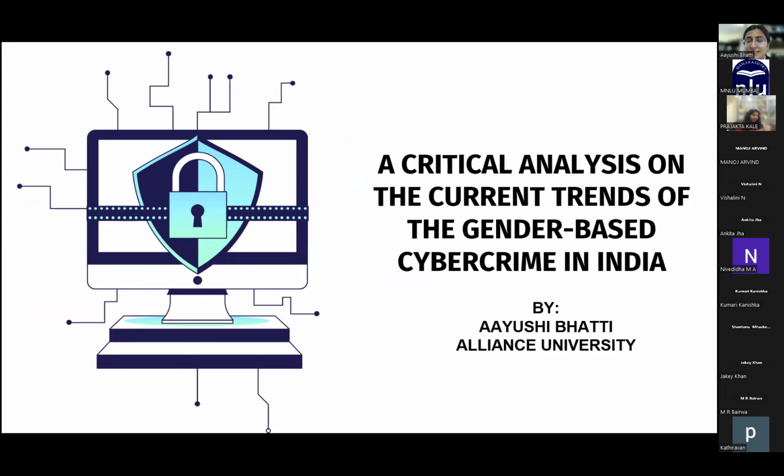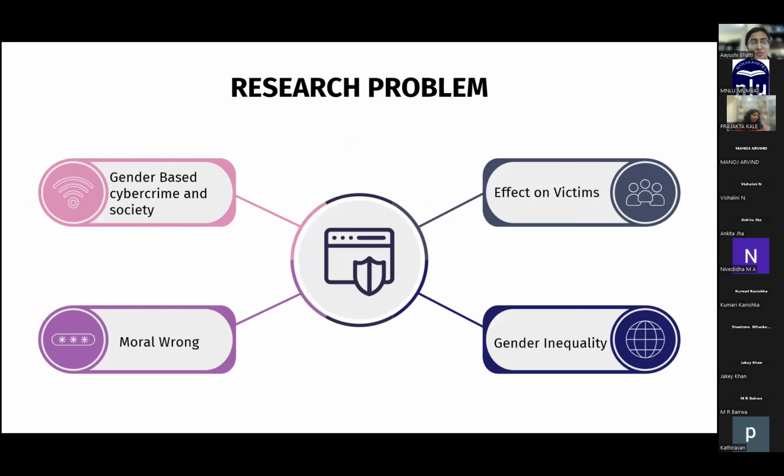My topic is a critical analysis of the current trends of gender-based cybercrime in India. I'm representing Alliance University. The research problem is that gender-based cybercrimes are a complex challenge affecting society, with a deep effect on victims individually as well as on cyberspace. Cybercrime is not merely a moral wrong, but has various dimensions attached to it.